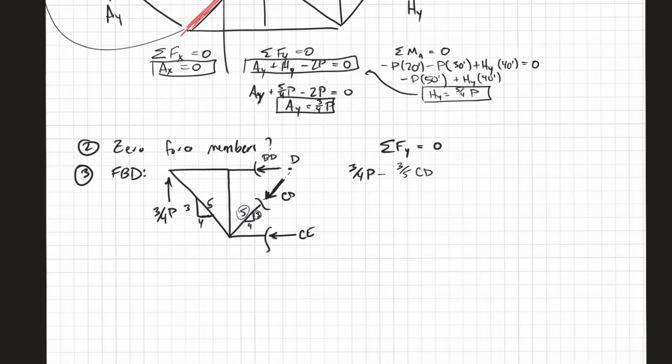You could also, for those of you who prefer, think of that as the sine of this angle, right, because the opposite side would be the 3, and the hypotenuse would be the 5, right? So you could do it that way if you wanted to. Okay, equals 0, okay? So the cool thing about that is right there, we just solved for CD. We rearrange this, and CD equals 5 over 4 times P. Okay, and I got a positive sign, so that means I assumed the correct direction, so this is going to be compression.